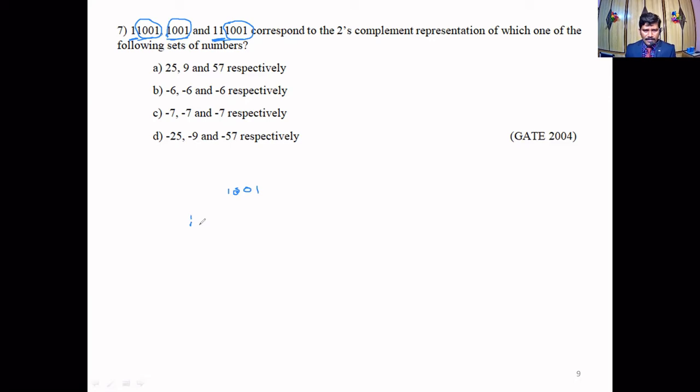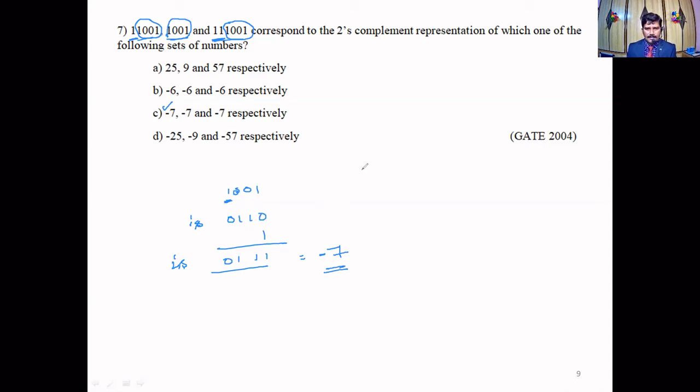Let us say, what is the 1's complement of this? 0 1 1 0. What is the 2's complement? Just add 1. So 1 1 1 0. This is in 2's complement form. So this 1 indicates minus, and what is the magnitude here? This is 7. So minus 7 came. This minus 7 is the same for the other ones also because they are just sign extended. So option C is correct. That's all. That is the shortcut.